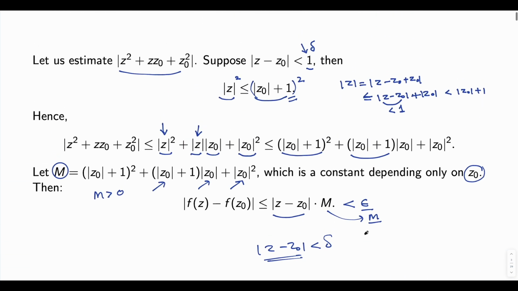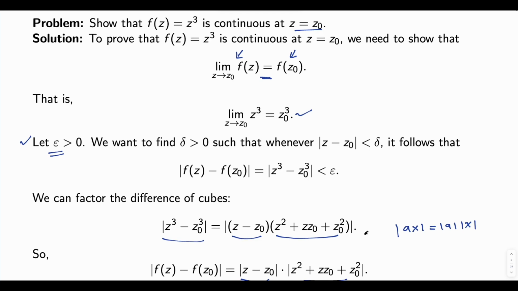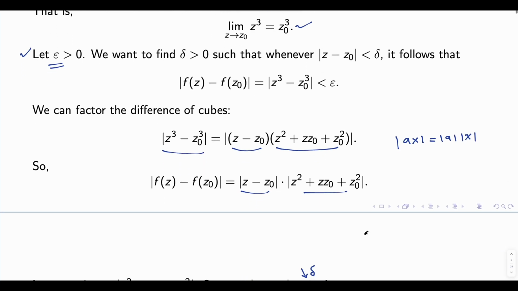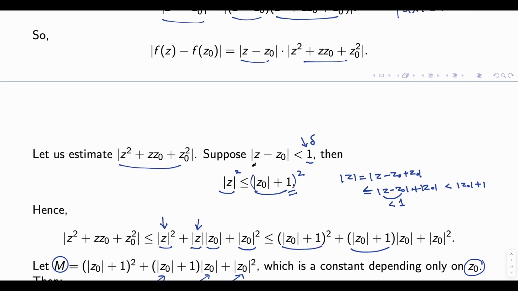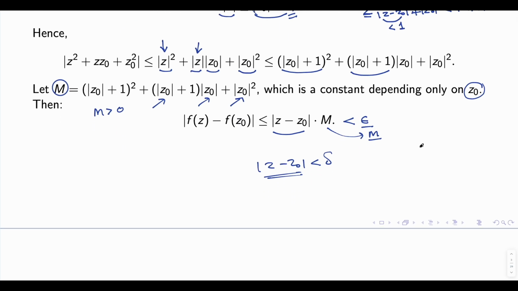One is |z - z0| is less than 1, right? And another condition we found is |z - z0| is less than epsilon by M. So this is a delta actually. So now delta is coming out to be 1 and epsilon by M. So we have to choose the minimum delta, minimum corresponding to either this or this.